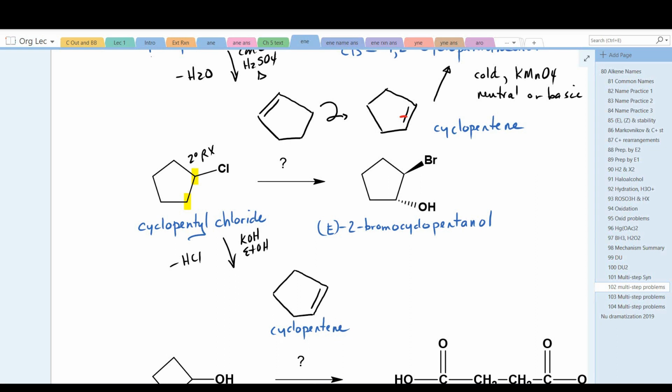To convert cyclopentane to this bromo alcohol, this halo alcohol or halohydrin, it's going to require the addition of bromine in water. Bromine is electrophilic, and it will add first, here's our electron donor to the bromine. Bromine adds, then forms a bromonium ion intermediate.